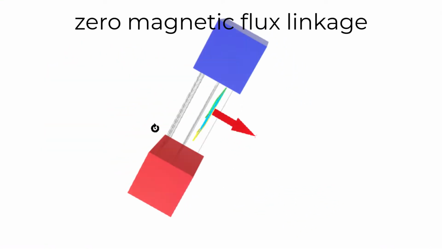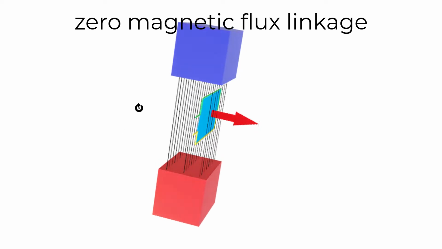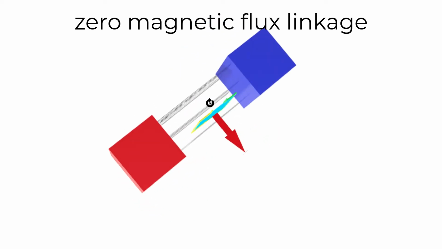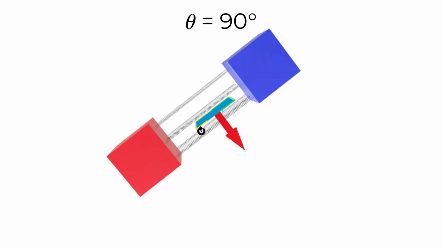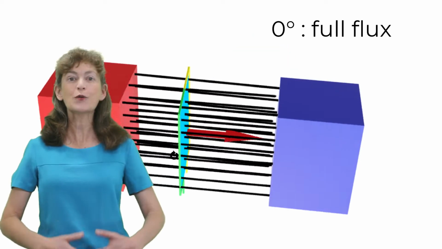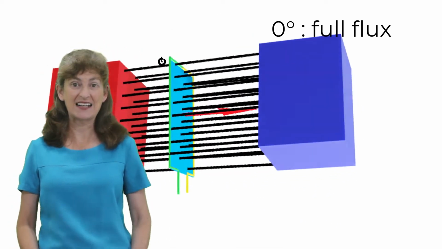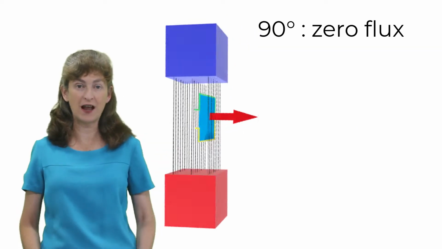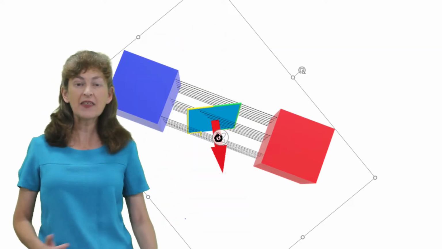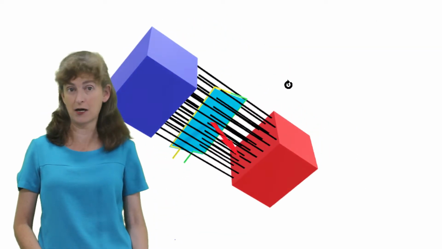Then here, where the coil has 0 magnetic flux linkage, the angle between the coil's normal and the magnetic field is 90 degrees. So we get full flux at 0 degrees and 0 flux at 90 degrees, and something in between for angles between 0 and 90 degrees. So the angle the coil makes to the magnetic field affects the magnetic flux linkage. Other variables also affect the magnetic flux linkage.